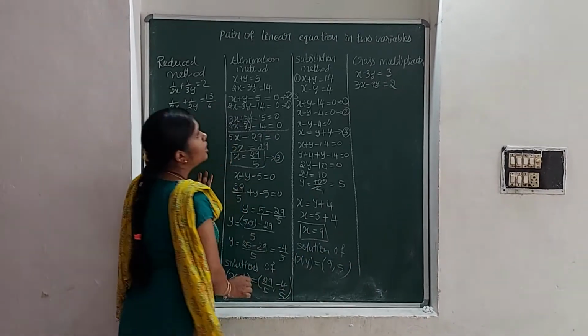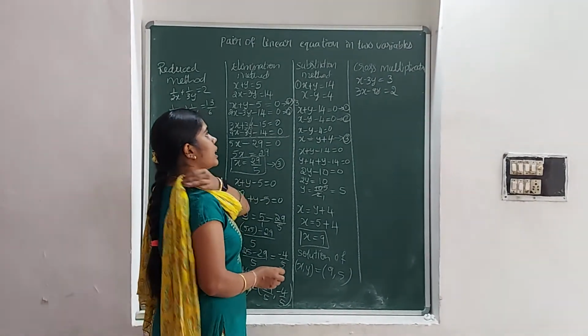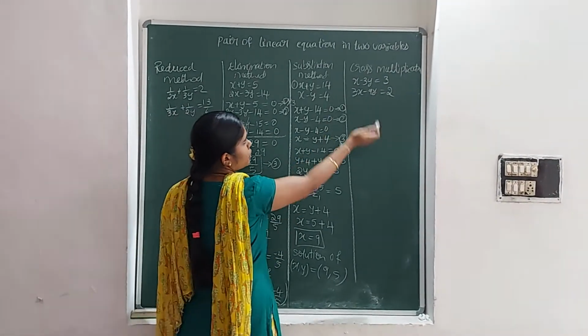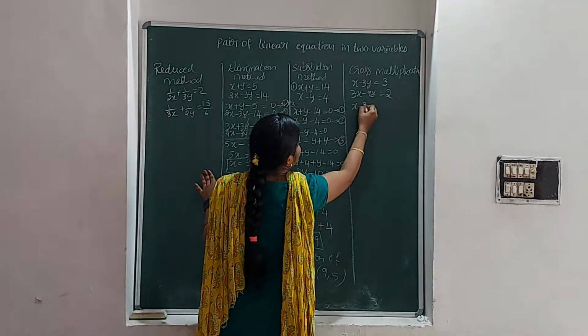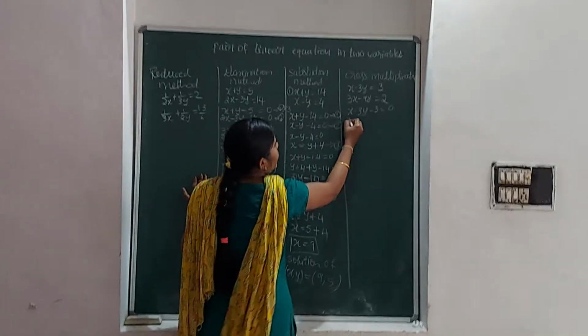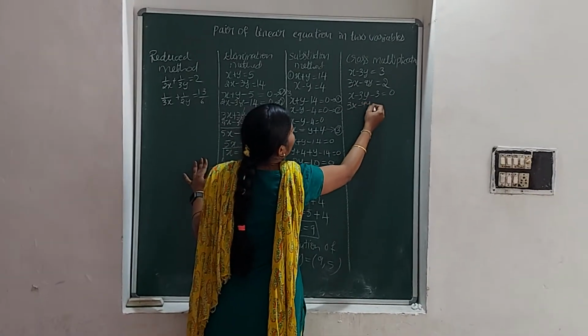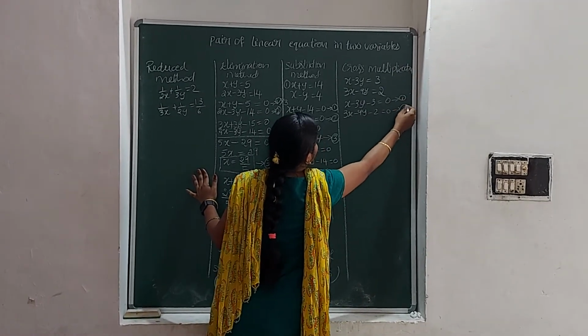So this is the substitution method. Okay, we'll go for the cross multiplication method. So this is also the same thing. We have to convert the first equation into the general form: x minus 3y minus 3 is equal to 0. Then 3x minus 9y minus 2 is equal to 0. This is equation 1 and this is equation 2.